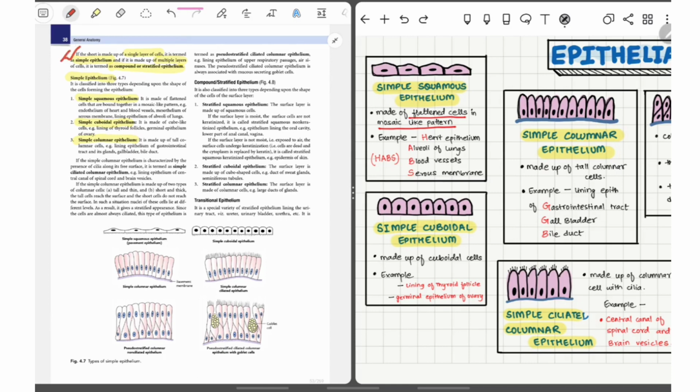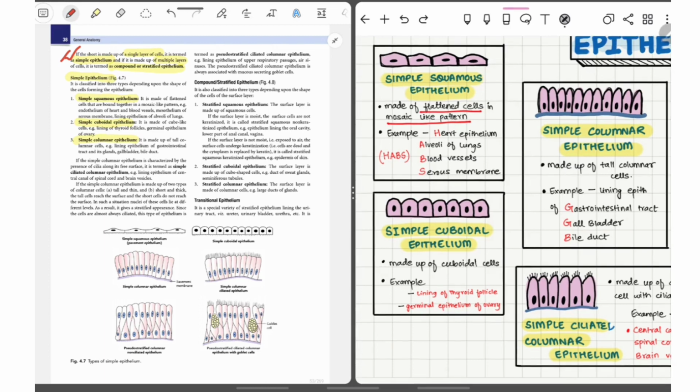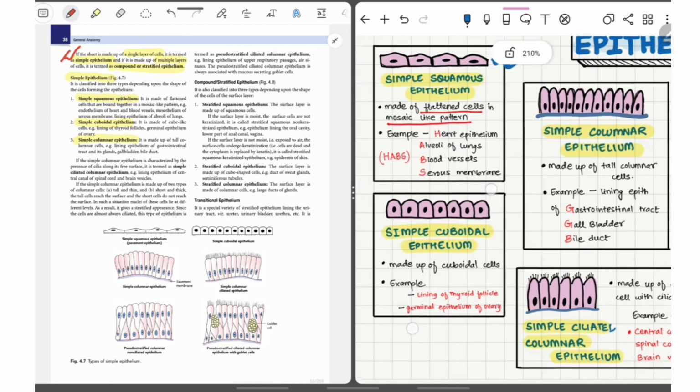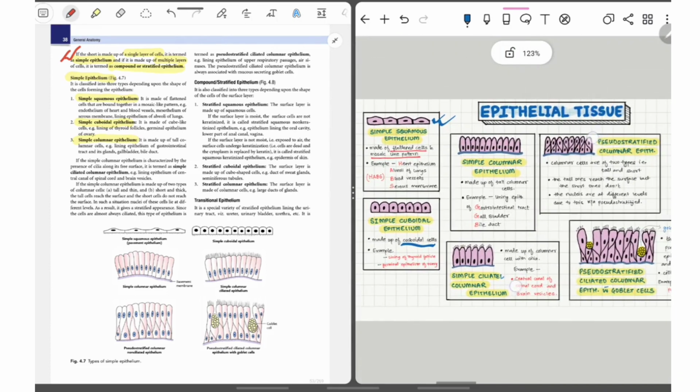Just remember the key points. You do not have to read this whole story and write this whole story on your paper. So now when you're making notes, and you want to write about simple squamous epithelium, just write the headline and write the key points only. That is, it is made up of flattened cells in a mosaic-like pattern, a single layer. Make sure to mention it is a single layer. And if you're talking about simple cuboidal epithelium, it is made up of cuboidal cells. You just have to make notes like this.